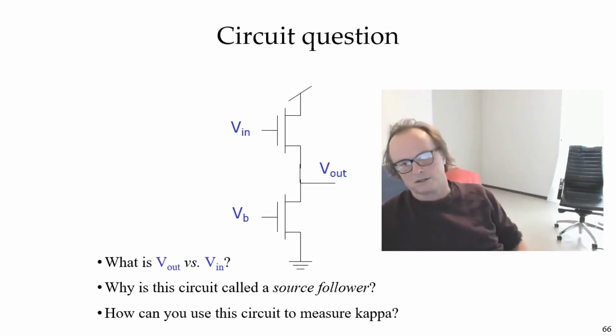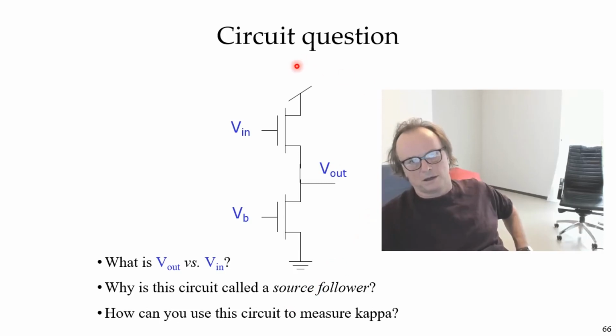And so now here's a puzzle for you. Here's a little circuit where you have VN, you have two transistors. You have VN, VOUT, and VB. So the question is, what is VOUT versus VN for this thing? Why is this circuit called a source follower? And how can you use this circuit to measure kappa? And to answer this question, we're going to go over to the whiteboard, or the blackboard in my case.